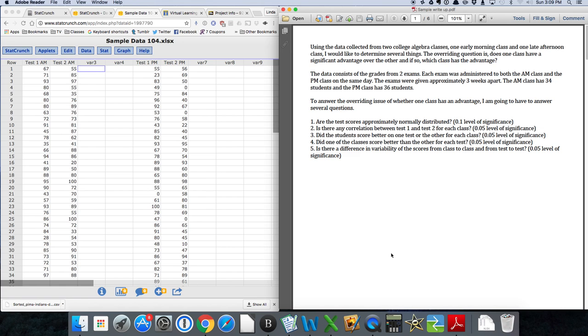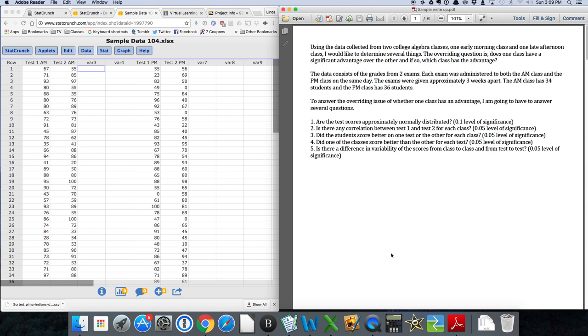All right, so that is, the first exam was administered to the AM class and the PM class on the same day. The second exam was administered to the AM class and the PM class on the same day. The 2 exams themselves were given approximately 3 weeks apart. The AM class has 34 students in it, the PM class has 36 students in it.